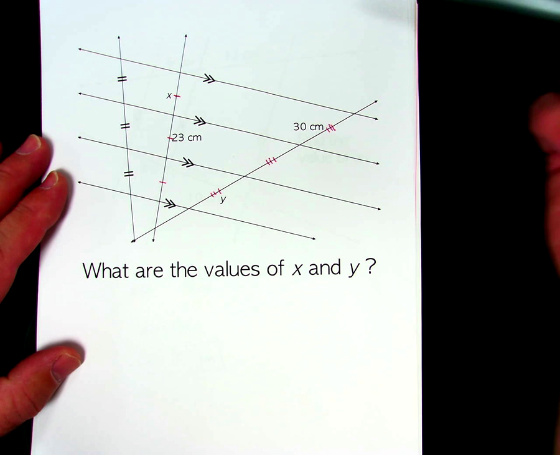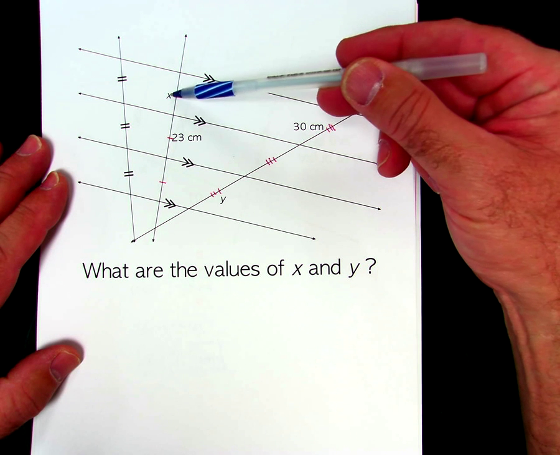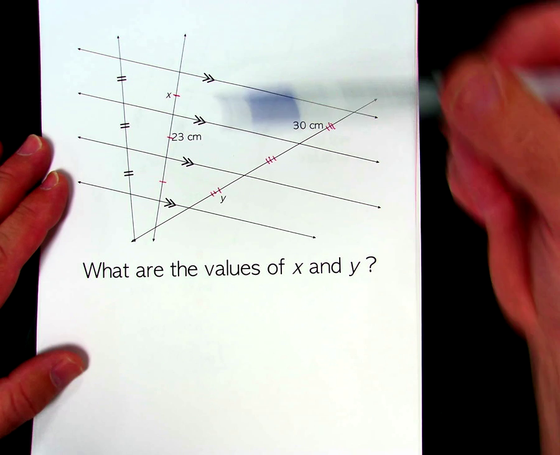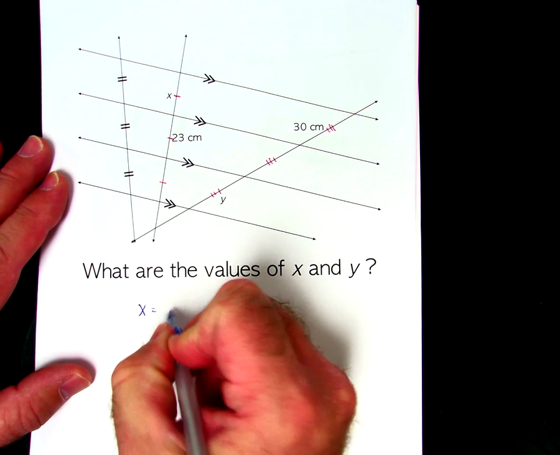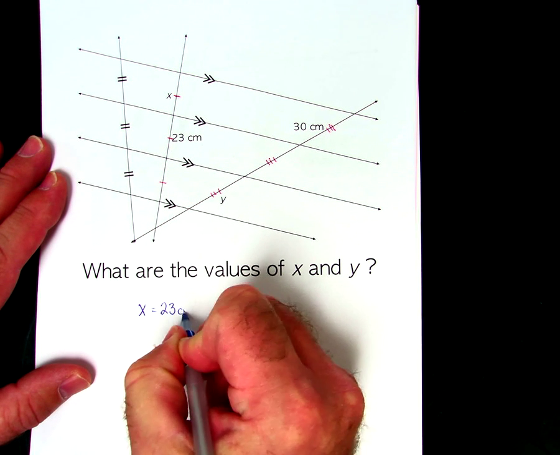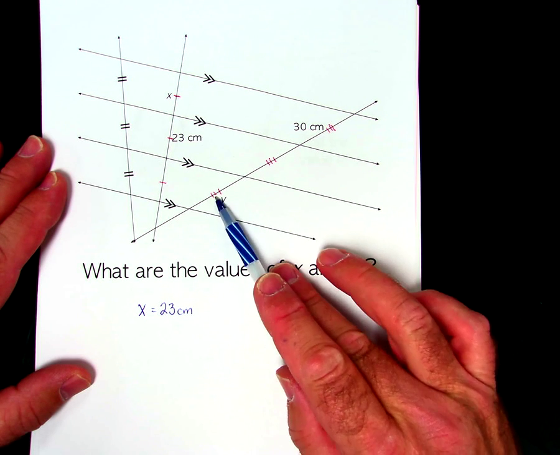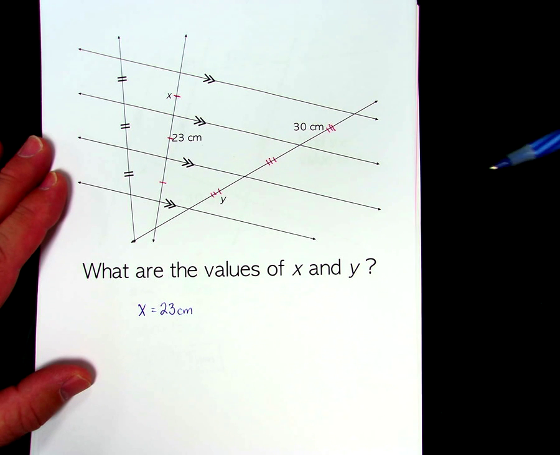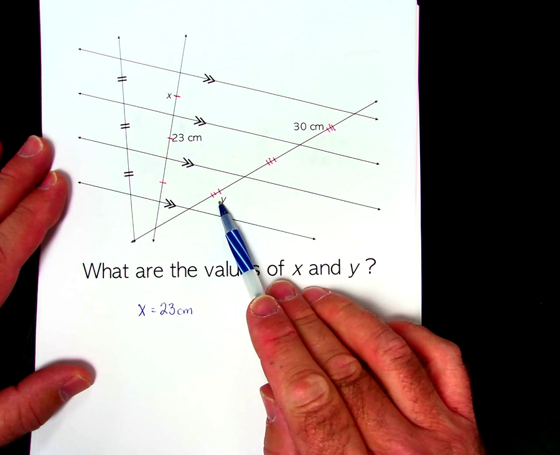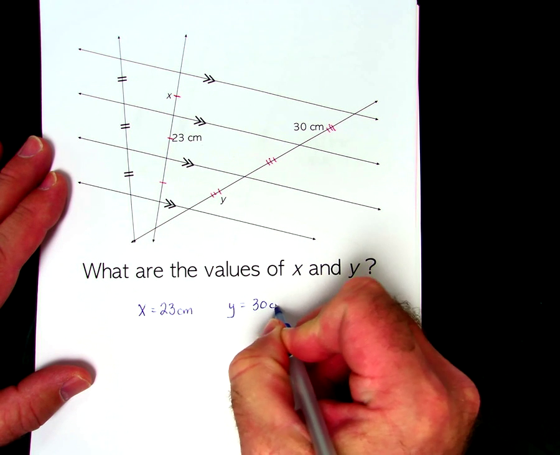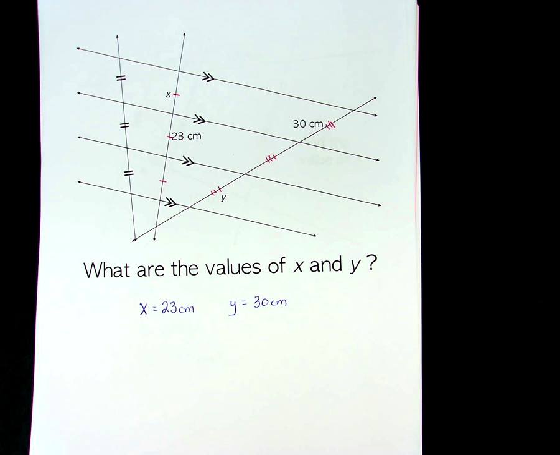Once we see that, it makes it pretty easy to find x. These two are congruent, and this is 23 centimeters. X is going to be 23 centimeters. If these 3 are congruent, and this segment has a length of 30 centimeters, then y will equal 30 centimeters. And that's it for those.